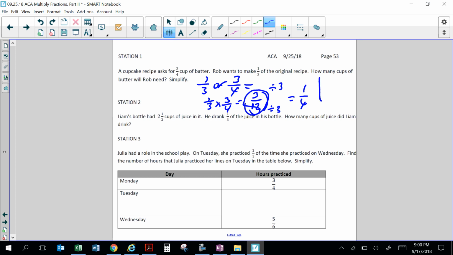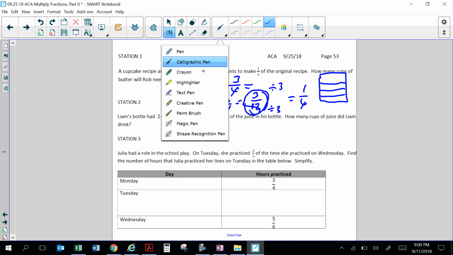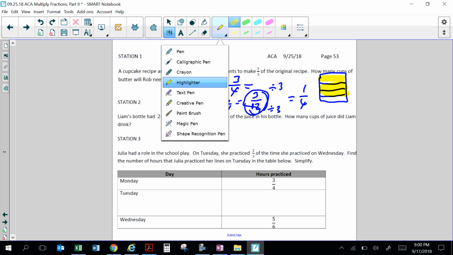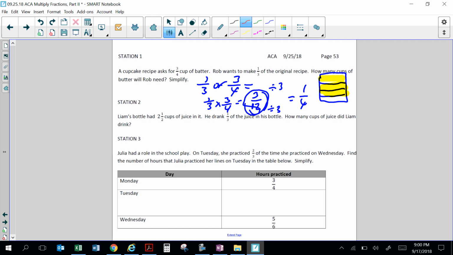Again, if I had to draw a picture, I cut this into fourths and shade in 3/4 of it. Then I have to cut it into thirds, going this way. I shade in 1/3 of this. How many overlap? 3 out of 12, or 1/4.